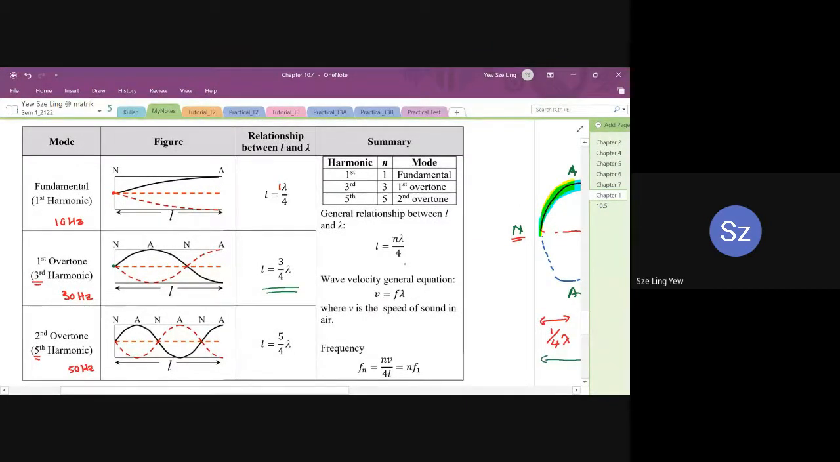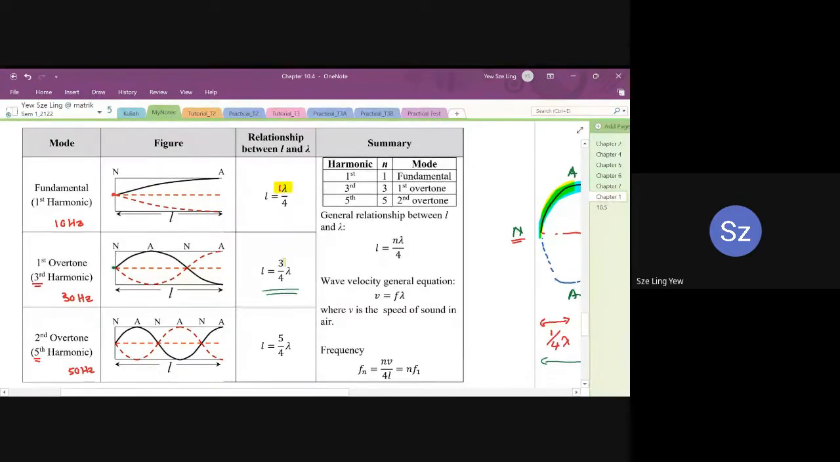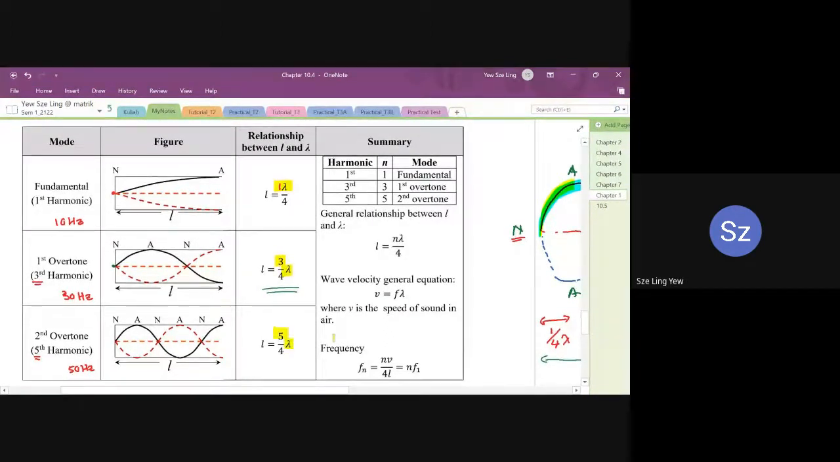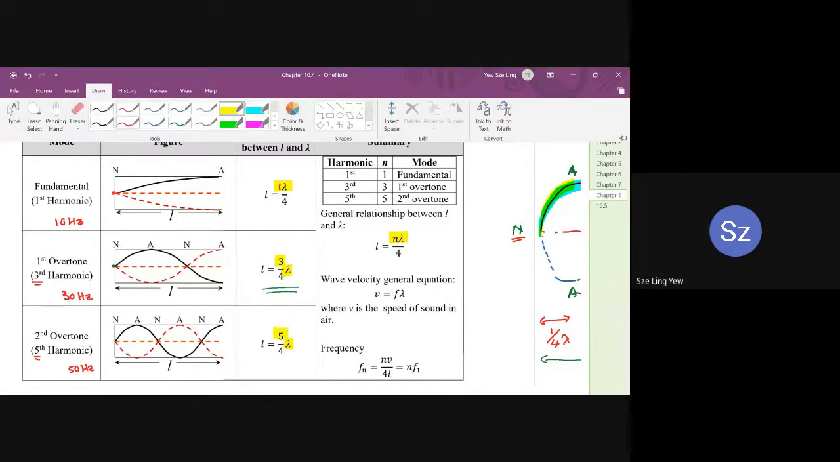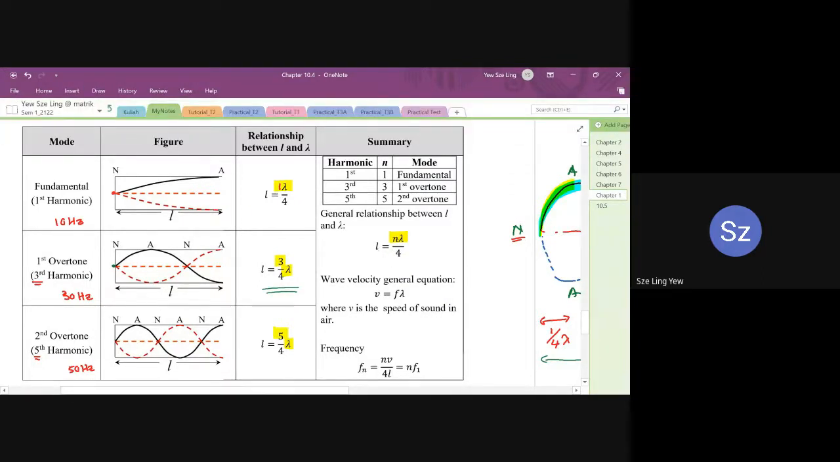So the general relationship is L equals n lambda over 4. Here n is the number of the harmonic, which is now equal to 1, 3, 5, which makes sense because based on our derivations in the diagram, we have 1 lambda, 3 lambda, and 5 lambda: 1, 3, 5. So now you have n lambda here. L equals n lambda, but now it's over 4. Just now, for an open end air column, it is L equals n lambda over 2. For a closed end air column, it is L equals n lambda over 4.